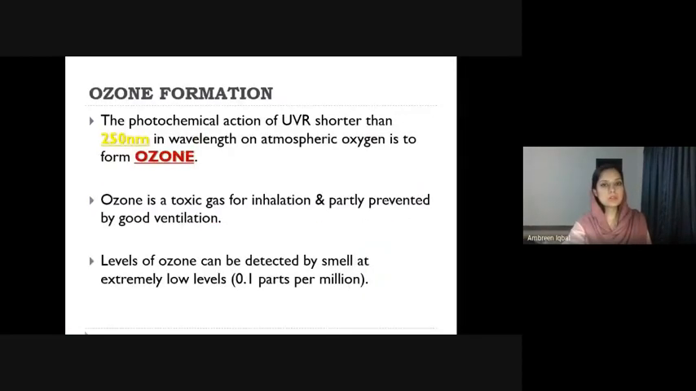Ozone formation. The photochemical action of ultraviolet radiation shorter than 250 nanometers in wavelength on atmospheric oxygen is to form ozone. Ozone is a toxic gas for inhalation, and this is partially prevented by good ventilation. The levels of ozone can be detected by smell even at extremely low levels.